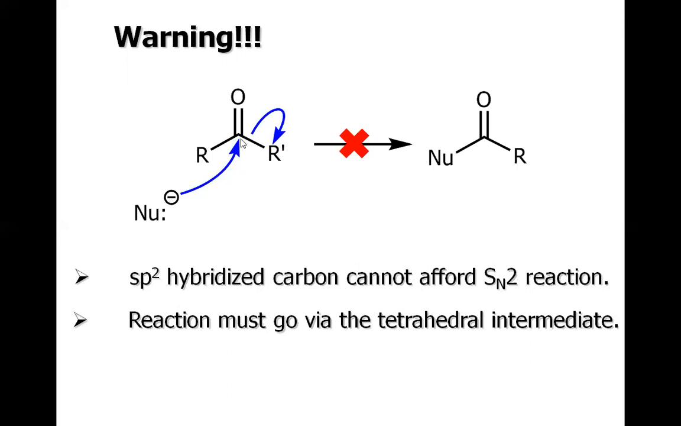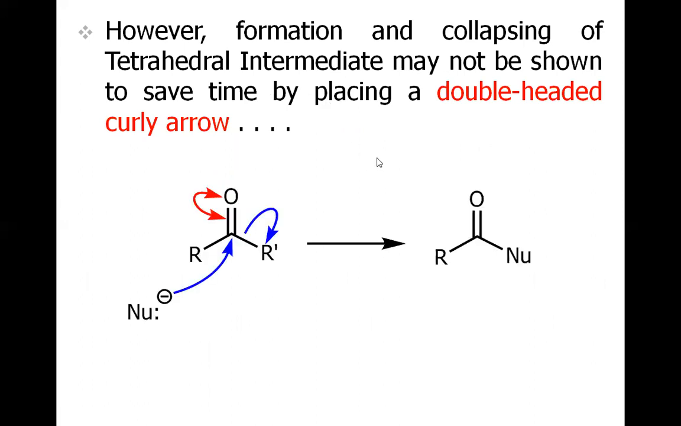That is, the nucleophile will attack this carbonyl carbon, and first of all this pi bond will move towards the oxygen to have the oxyanion, a tetrahedral intermediate, and then this oxyanion will make the double bond between the oxygen and carbon with the departure of this R group, which is called the collapsing step. However, the formation and collapsing of the tetrahedral intermediate may not be shown, to save time, by placing a double-headed curly arrow. To avoid showing the tetrahedral intermediate, we have one shortcut.